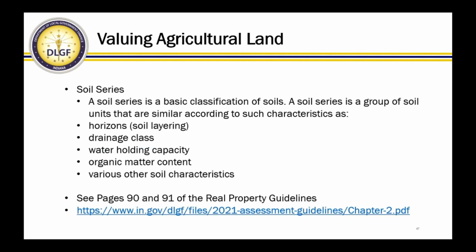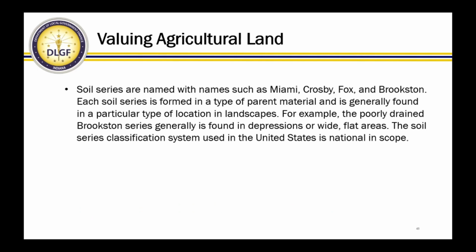With that comes the soil series, and the soil series basically is a group of soils that are similar in characteristics. You can see some of the characteristics: what is the drainage, what is the water holding capacity, organic matter content. And each of these soil series has different names. So you may see something named Miami XYZ or Crosby ABC or Fox 123 or Brookston this or that. It's done for land not only throughout the state, but also the country. So if you saw something classified as Brookston, that same type of soil could be found in Ohio or Illinois or wherever else that soil might be found.